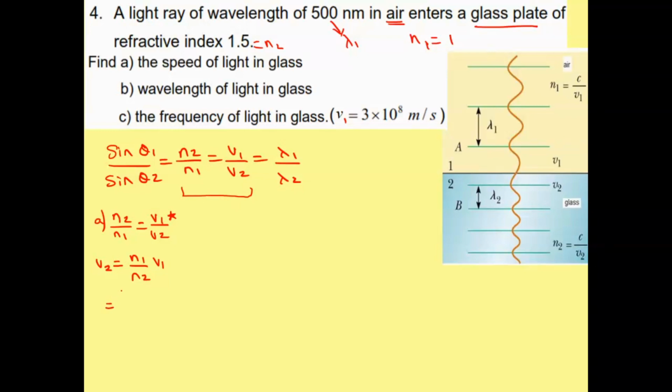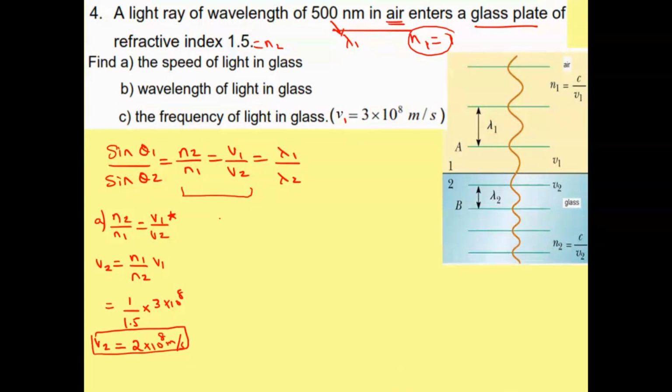So now I am going to substitute the values. What is the value of n1? The value of n1 is nothing but the refractive index of air, which takes the value of 1, over the refractive index of the glass medium n2, which is 1.5, multiplied with the speed of light in air, which is 3 multiplied by 10 power 8, right? So if you work it out, you will get the speed of light in the medium. So let's work out the answer for the first question. 3 multiplied by 10 power 8 over 1.5. I got the answer as 2 multiplied by 10 power 8 meter per second.